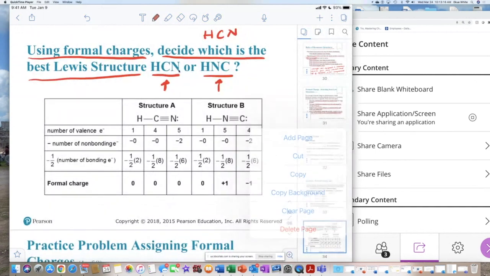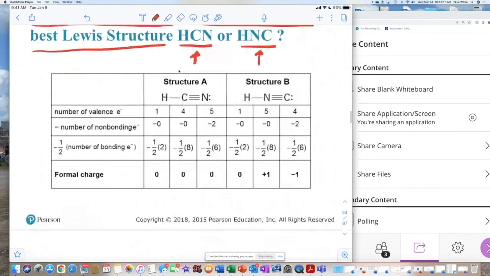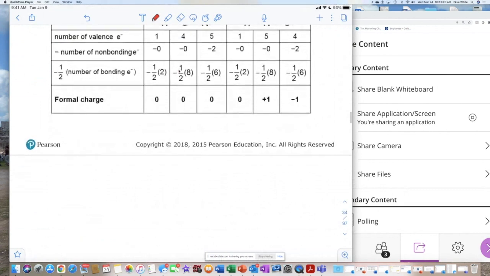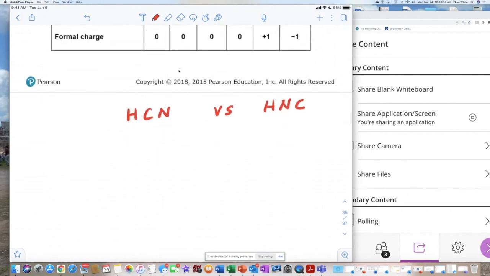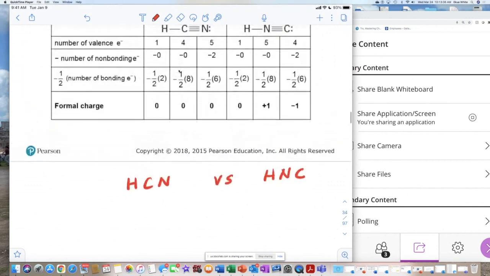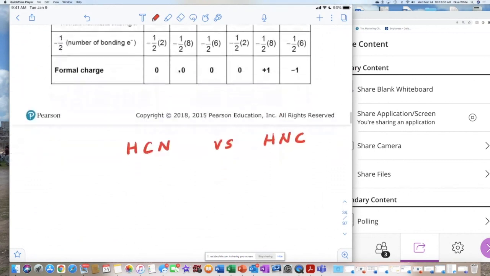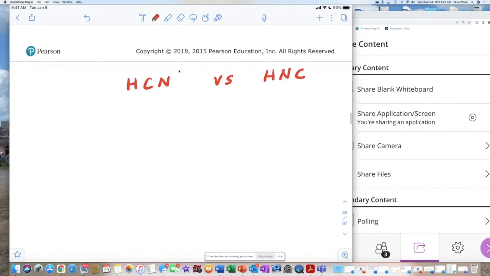And I'm going to draw this down here. I'm going to try to mimic what they have, okay? So we're going to have the Lewis structure. For the first one, we're drawing HCN. Of course, remember we're doing versus HNC. Okay, so let me see how they have it. I like to do mine by element.